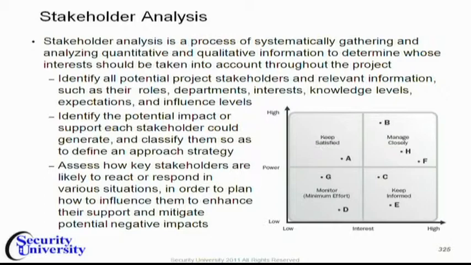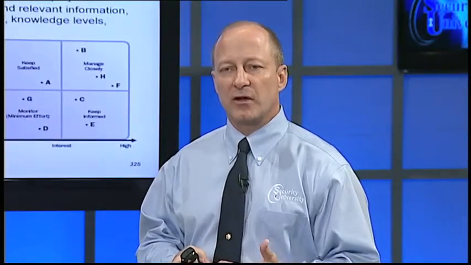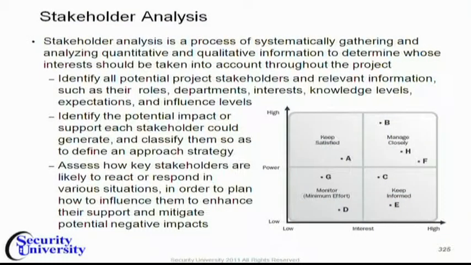So you need to identify all potential project stakeholders and relevant information such as their roles, departments, interests, knowledge levels, expectations, and influence levels. You need to identify the potential impact or support each stakeholder could generate and classify them so as to define an approach strategy. Then you need to assess how key stakeholders are likely to react or respond in various situations in order to plan how to influence them to enhance their support and mitigate potential negative impacts.